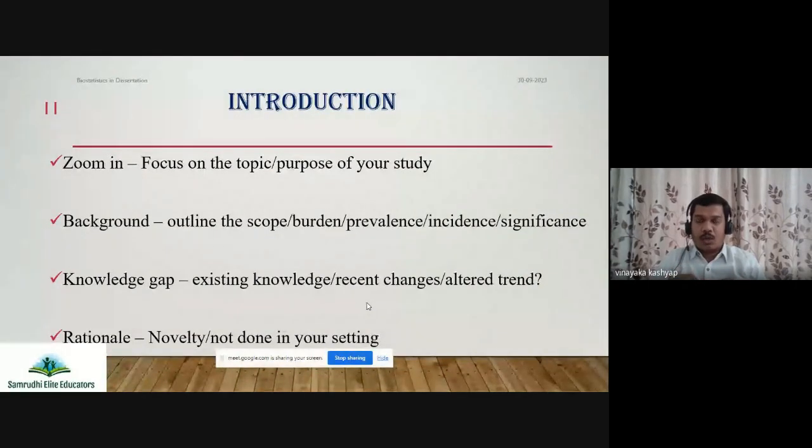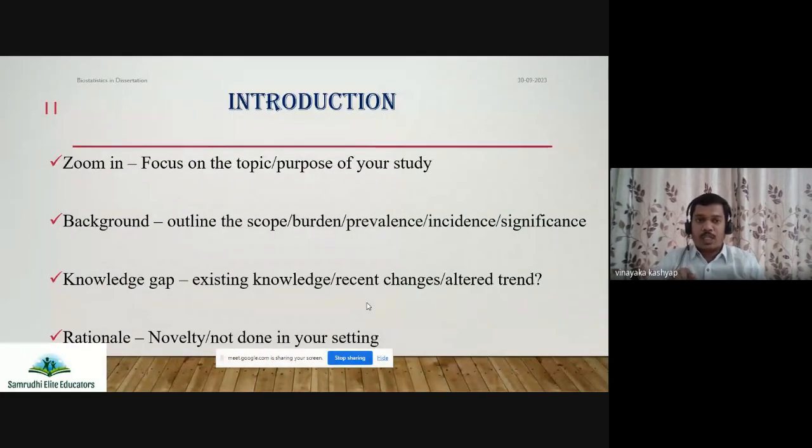Especially the burden. For example, the incidence of dengue is so and so, or the prevalence of diabetes is so and so, prevalence of hypertension is so and so, or the incidence of leprosy is so and so. So what is the significance? Why are you choosing this particular topic? That is what you're supposed to write.